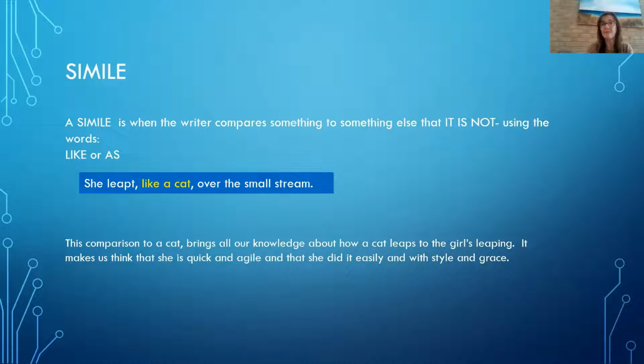This comparison to a cat and how she leaps brings all of our knowledge about how a cat leaps to the girl's leaping. It makes us think that perhaps she's quick and agile, and that she did it easily and with style and grace. So using a simile adds all of that knowledge and understanding that we already have about that other thing to the thing that it is being compared to. And a simile, don't forget, always uses the words like or as.